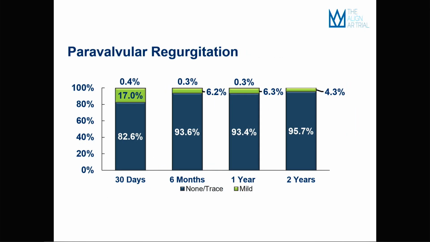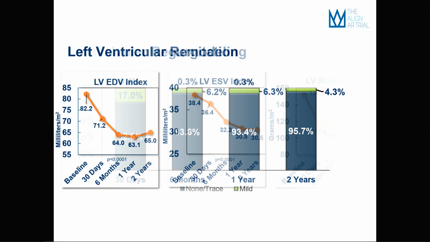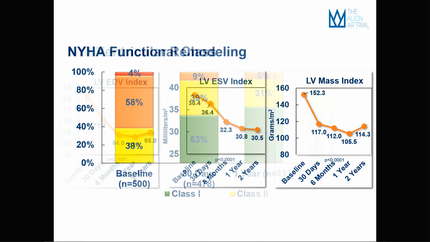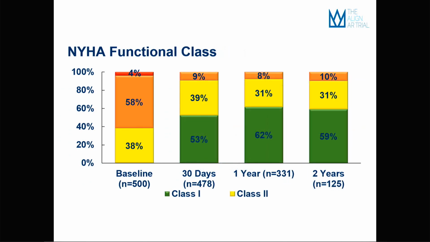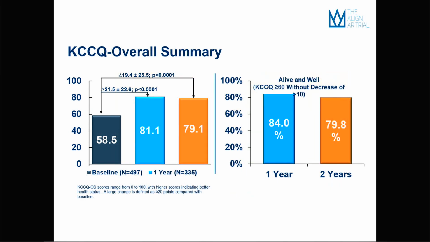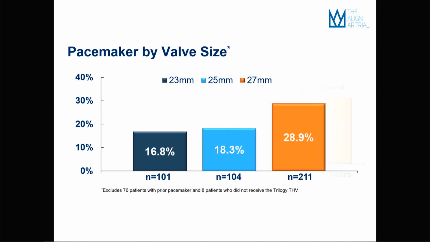Again, pretty much zero moderate or severe paravalvular regurgitation. We do see great remodeling of these patients when we look at the 3 different parameters. Functional class is improved across the board for these patients. And the quality of life, KCCQ, is unbelievable compared to 58 points. It goes to now almost 80 to 84 points.